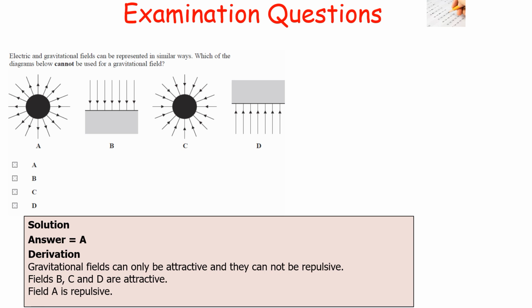Now fields B, C and D are attractive. You can say that because the arrow is pointed in towards the object, and the arrow tells you the direction that a point charge or a point mass would move in that particular field, so it shows you the direction of the force. Now A is a repulsive force because the arrows are pointed away from the object. That can't be a gravitational field.